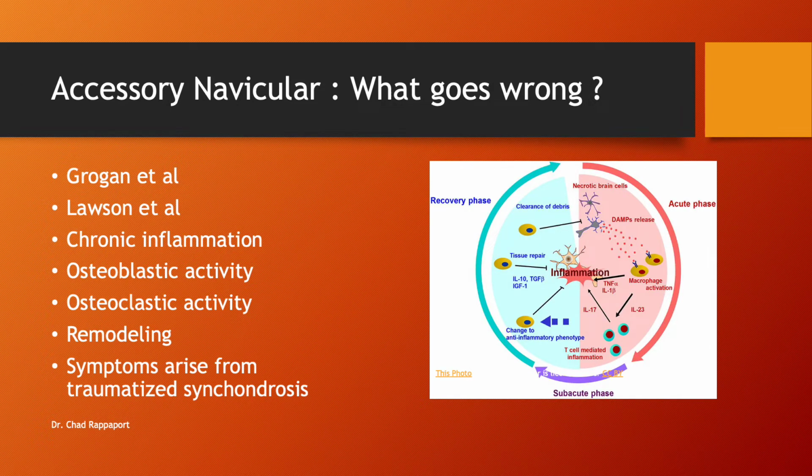Subsequent studies and investigations into the synchondrosis specifically showed chronic inflammation and both osteoblastic and osteoclastic activity at the synchondrosis, with a chronic state of remodeling. Thus it became more accepted that the symptoms from an accessory navicular, specifically a type 2, arise from the traumatized synchondrosis.